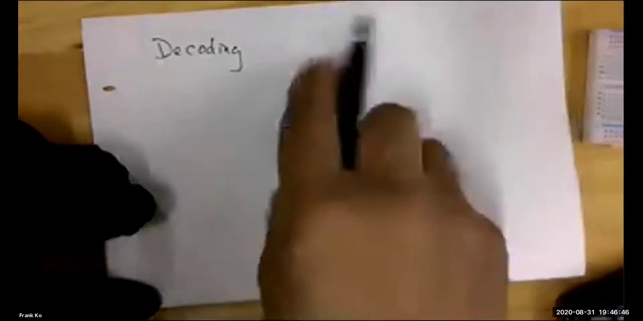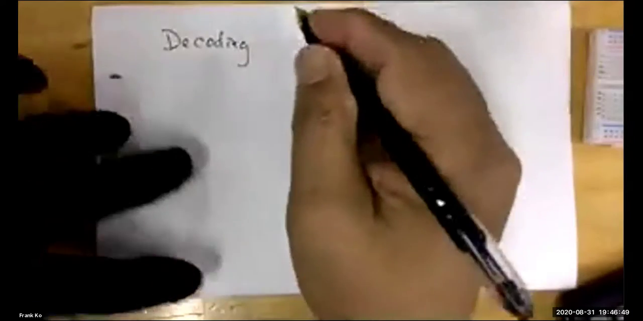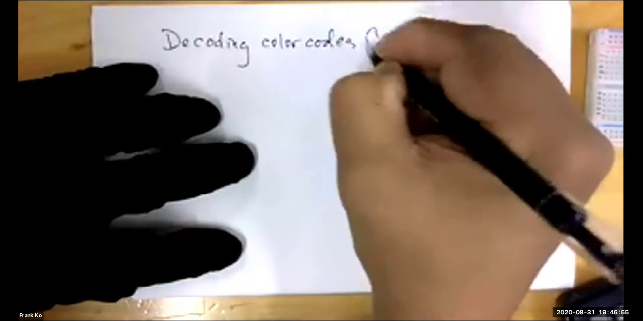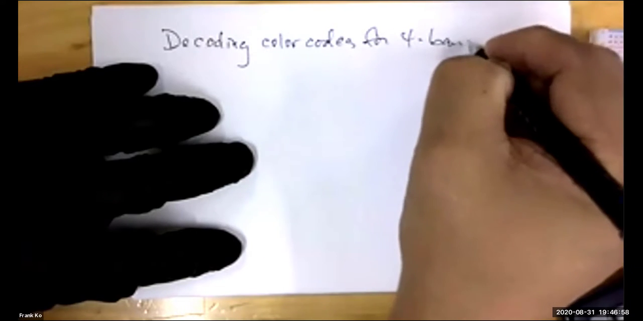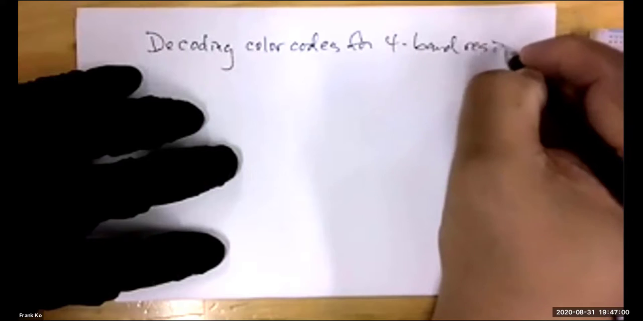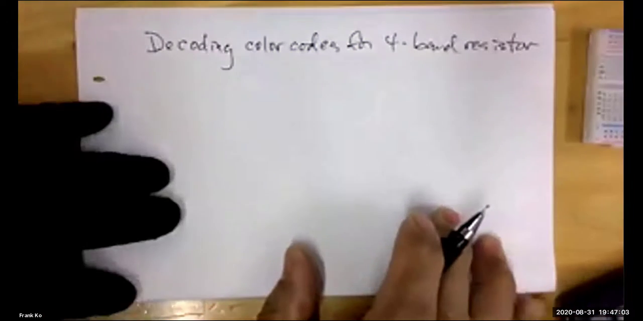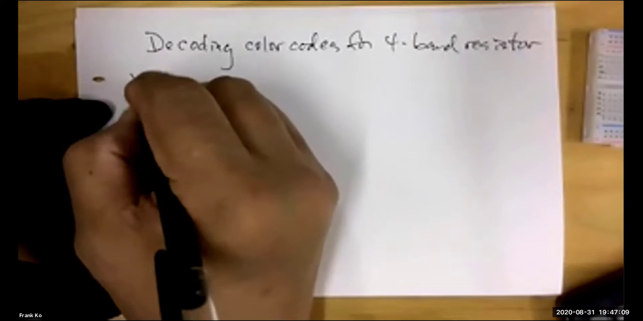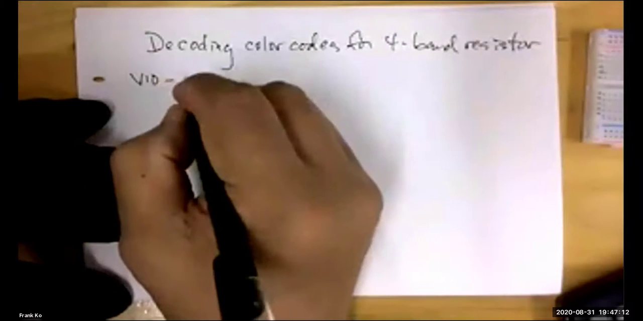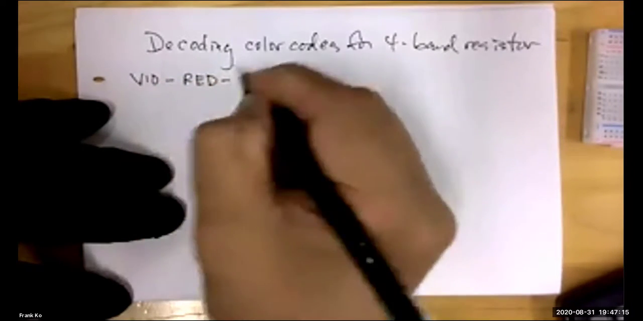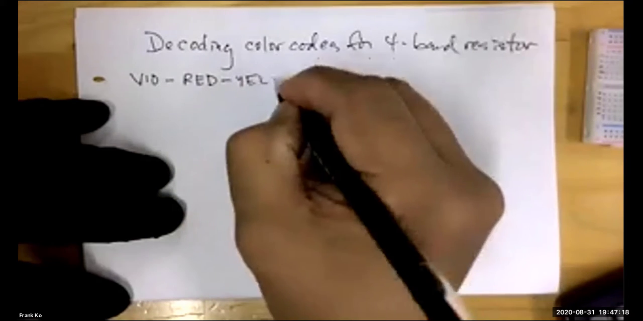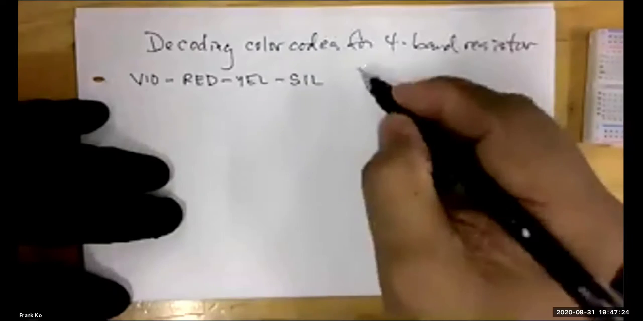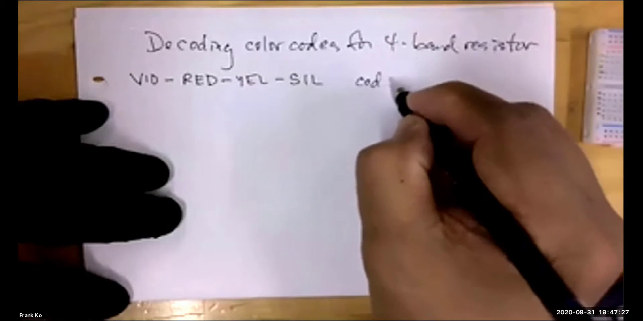All right, so we are going to be doing decoding color codes for 4-band resistors. So let me give you a hypothetical combination of colors. Let's say I start off with a VIO dash RED dash YEL dash SIL. And given these in this order, I would be looking for several things.